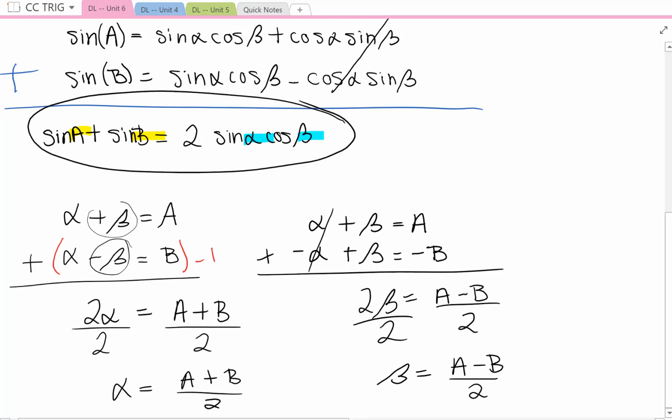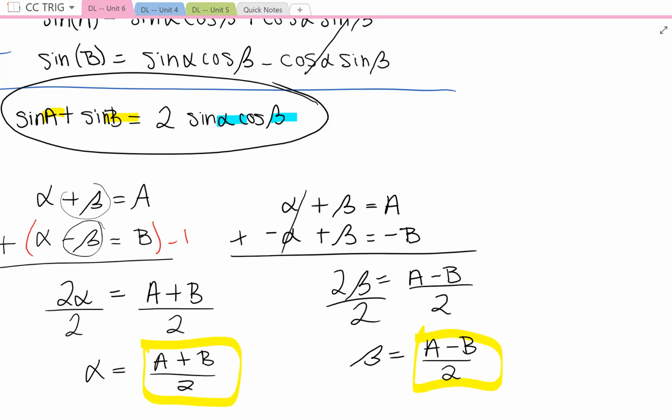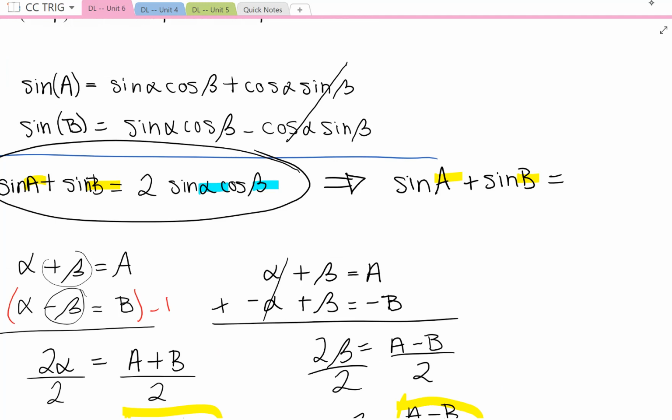This right here is an incomplete formula, right? Because the arguments do not match. You have A, B, alpha, and beta. Too many moving parts. So to complete the formula, we will replace alpha and beta with their equivalent expressions involving A and B.